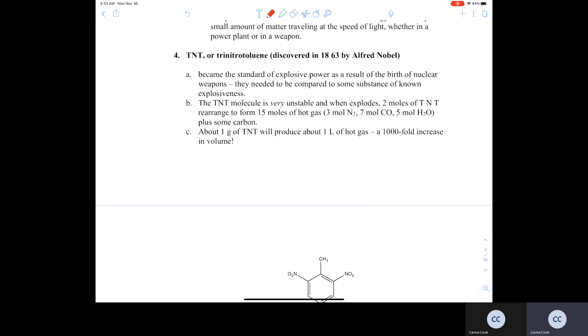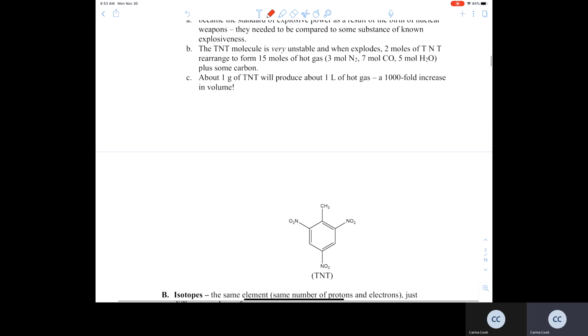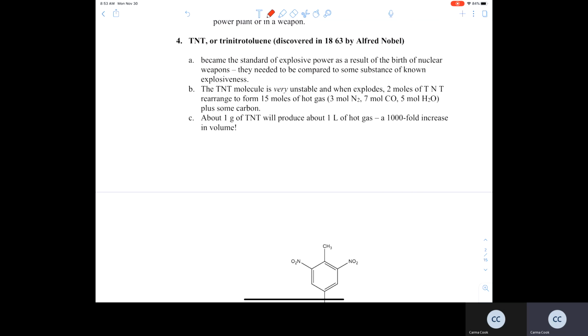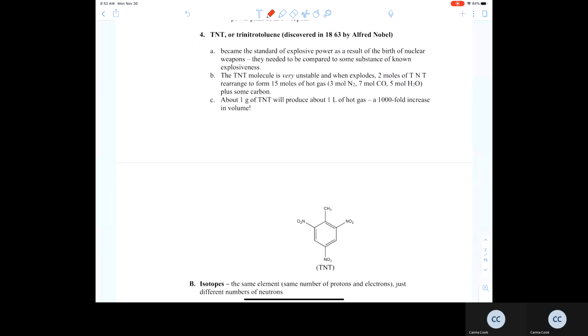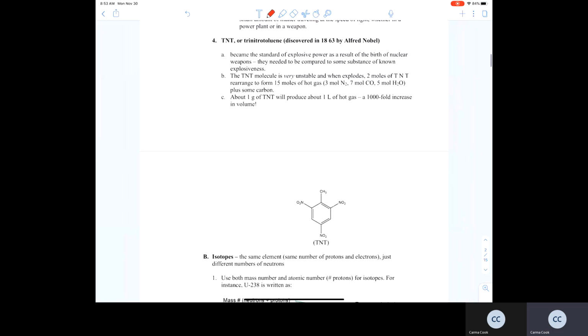TNT is also called trinitrotoluene. There's its molecular structure there. It was discovered by Alfred Nobel in 1863. It became the standard of explosive power as a result of the birth of nuclear weapons. And so that's how they were able to judge the strength of a nuclear reaction when they were doing the research into making the first nuclear weapon: comparing its explosive strength to that of TNT.